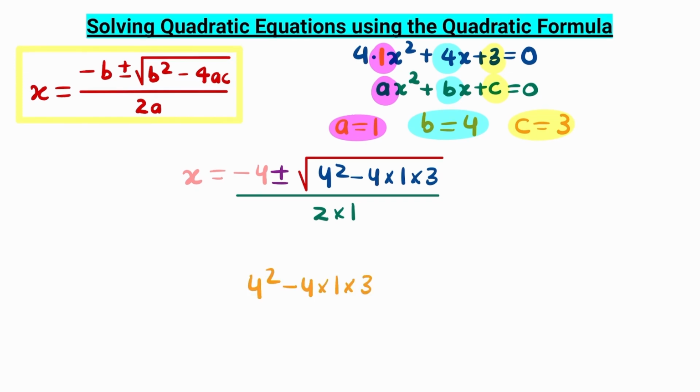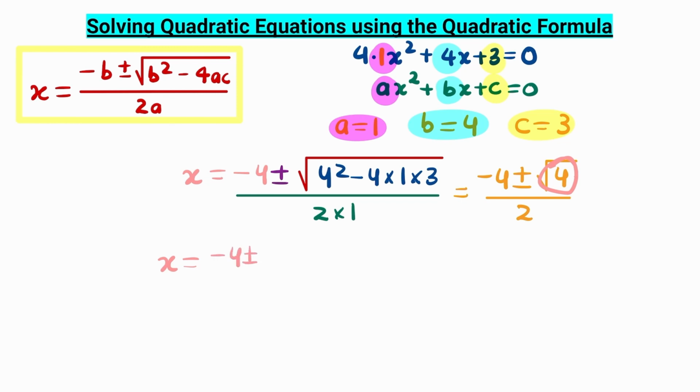4 squared minus 4 times 1 times 3. What is 4 squared? 4 squared is 4 times 4, which is 16. Minus 4 times 1 is minus 4. Minus 4 times 3 is minus 12. 16 minus 12 is equal to 4. Now we can rewrite the equation: minus 4 plus or minus the square root of 4 over 2. Now here we can take the square root of 4. The square root of 4 is 2 because 2 times 2 is 4. We can rewrite it: minus 4 plus or minus 2 over 2.